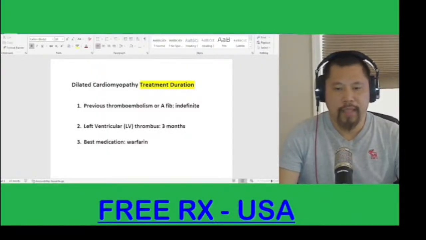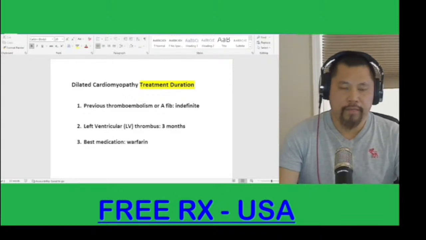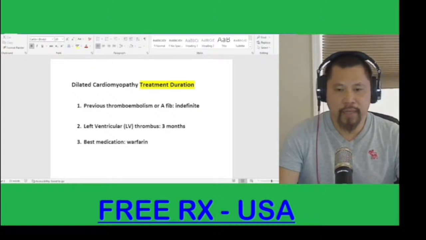Dilated cardiomyopathy treatment duration. If you have dilated cardiomyopathy and a history of blood clot or a history of atrial fibrillation, then you may need to take a blood thinner medication for the rest of your life, or indefinitely. If you have dilated cardiomyopathy and left ventricular, or LV, thrombus, you may need to take a blood thinner medication for at least 3 months. The best blood thinner medication is warfarin.